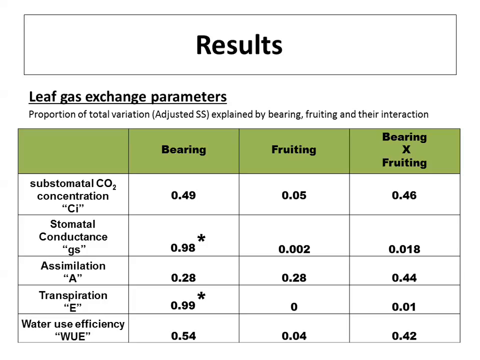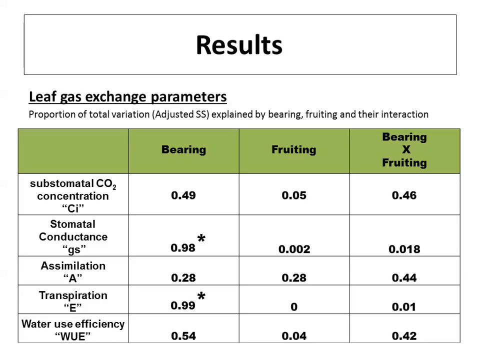For the leaf gas exchange parameters, this shows the proportion of total variation explained by bearing, fruiting, and their interaction. On the left side, you will find the different parameters we measured. The columns are bearing, fruiting, and their interaction. The first thing I want to mention here is the fruiting. You can see that fruiting doesn't really affect the variation in these measurements. What really has most of the influence is the bearing habit itself, and you see that it's highly significant in stomatal conductance and in transpiration.